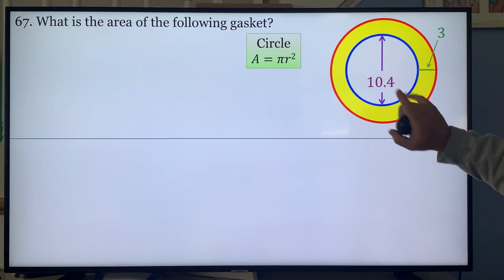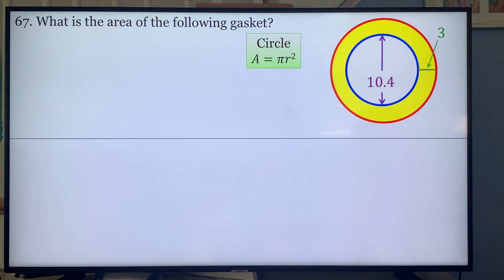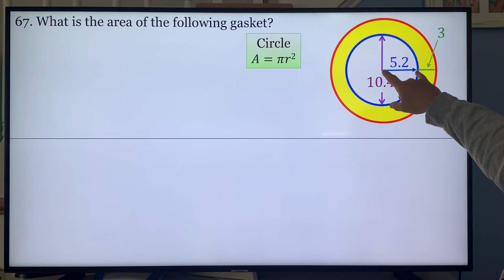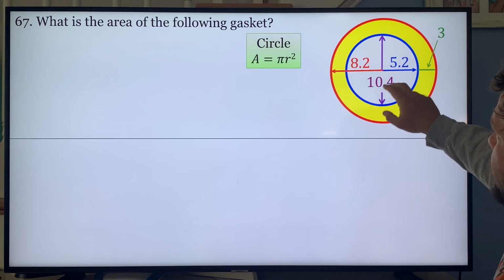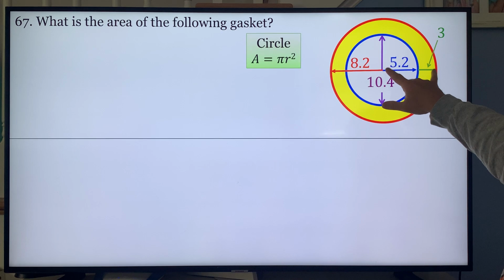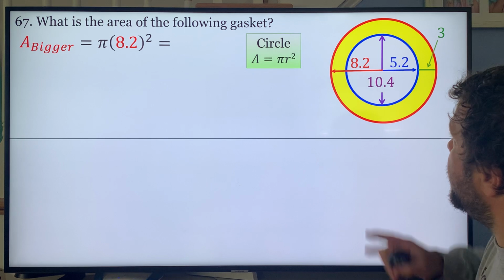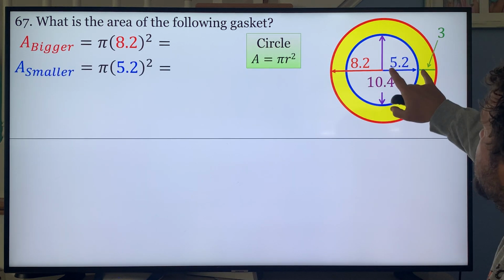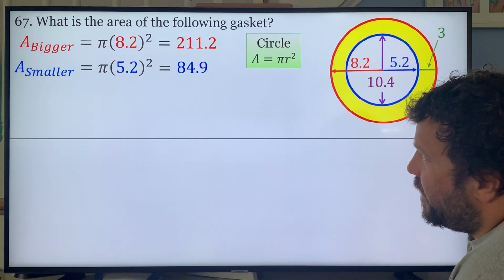So first thing you have to do is find out what the radius of the inside is. If the diameter is 10.4, the radius is half of that, which is 5.2. So it's 5.2 from here to here. So the radius of the large circle is 5.2 plus 3, which is 8.2. So we use the 10.4 divided by 2 to get 5.2, add it to 3, and we got 8.2. Now, area of the large circle, pi r squared. That's the red circle. Area of the smaller circle, pi times 5.2 squared. You get 211, and you get 84.9.